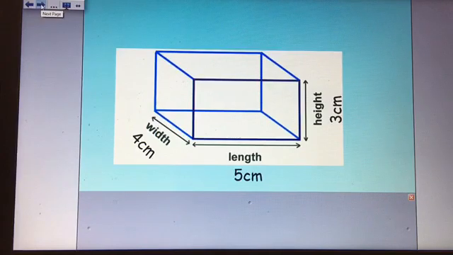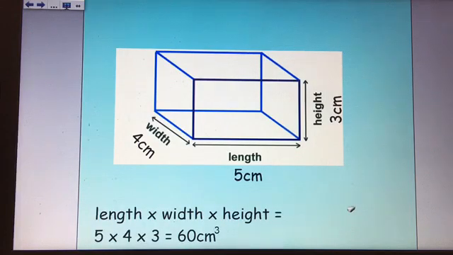So let's have a look at the first one for you guys to have a go at on your own. Press pause to work it out. So you should have multiplied 5 times 4 times 3, or whatever order you want to do it in, and you should have worked out the answer is 60. Now we measure volume in cubed, so that's 60 centimeters cubed with a little 3 after the centimeters, and of course if it was meters it'd be 60 meters cubed.